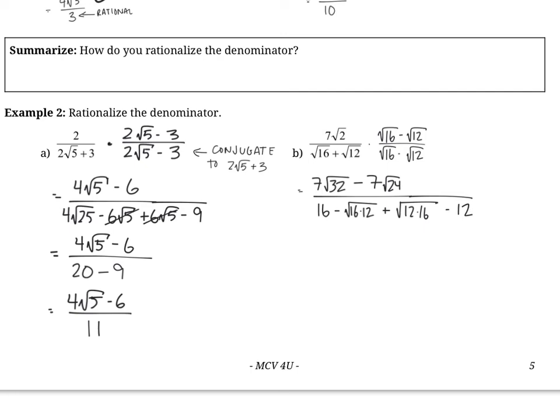Look at those two middle terms again. Look what happens. We have root 16 times 12 and root 12 times 16. Those are the same things, opposite signs, so they're going to cancel out. And then we can just simplify our numerator. So we have 7 root 32 minus 7 root 24, and that is all over 16 minus 12. And 16 minus 12 is 4. There you go. Is our denominator rationalized? Yes, it is. All right.